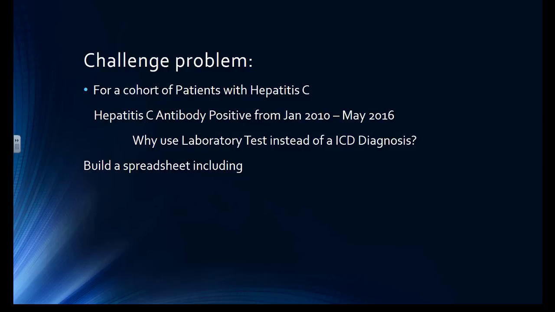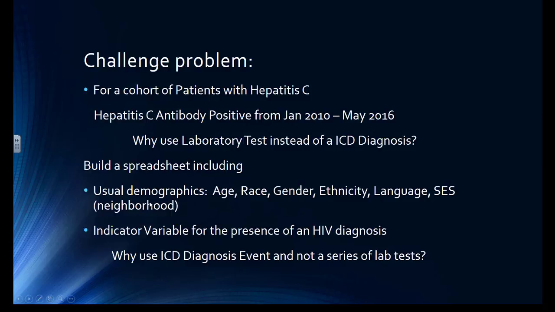Now, we ultimately want to build a spreadsheet that will include the usual demographics: age, race, gender, ethnicity, language, SES neighborhood. We'll include an indicator variable for the presence of an HIV diagnosis. Now, why are we using ICD diagnosis for HIV diagnosis? Why don't we use a lab test?